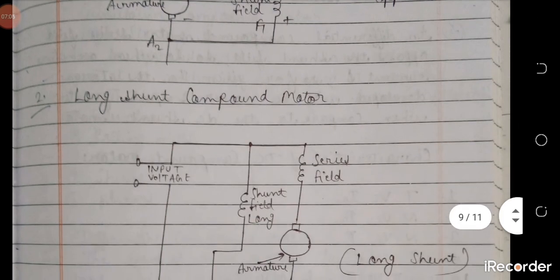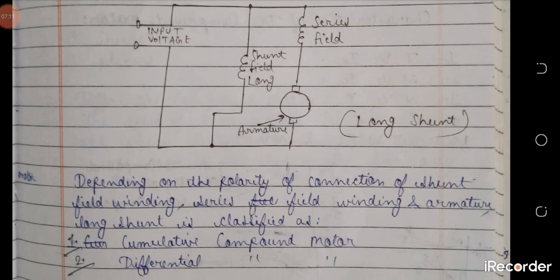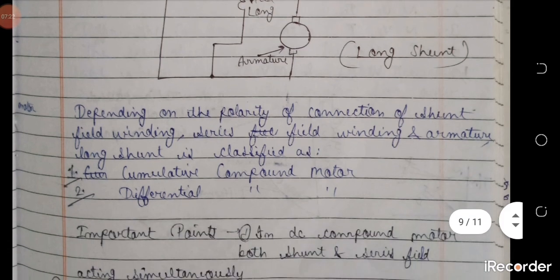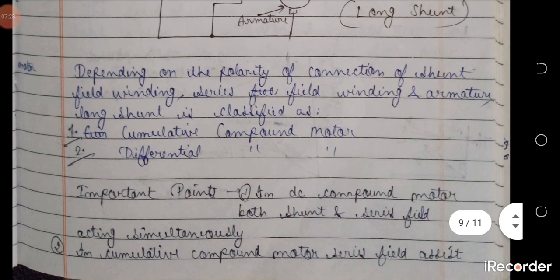Now second is long shunt compound motor. This is the diagram of long shunt compound motor. Depending on the polarity of connection of shunt field winding, series field winding and armature, long shunt is classified as first cumulative compound motor and second differential compound motor. Now important terms or points.